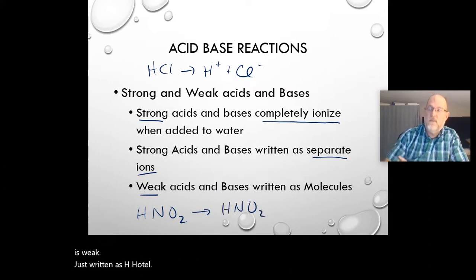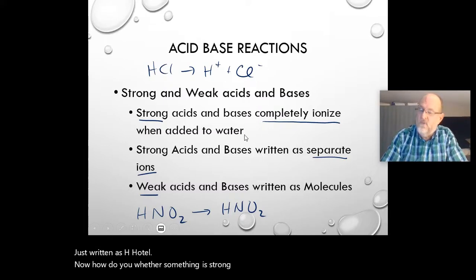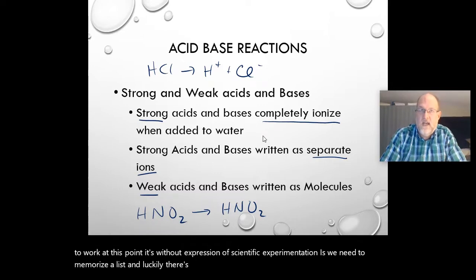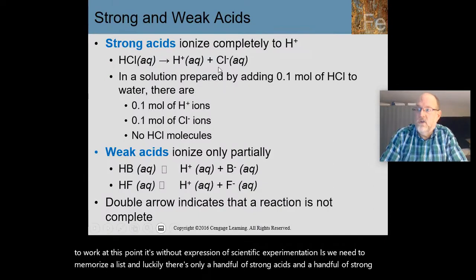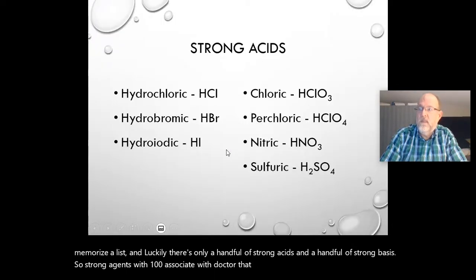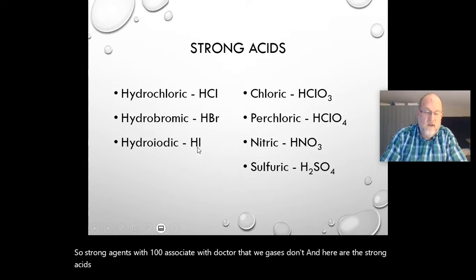Now, how do you know whether something is strong or weak? Well, unfortunately, without the expression of scientific experimentation, we need to memorize a list. And luckily, there's only a handful of strong acids and a handful of strong bases. Strong acids 100% dissociate. We talked about that. Weak acids don't. And here are the strong acids: hydrochloric, hydrobromic, hydroiodic, chloric, perchloric, nitric, and sulfuric.